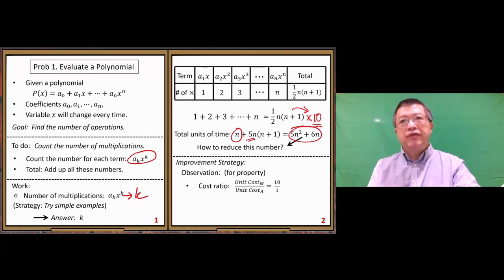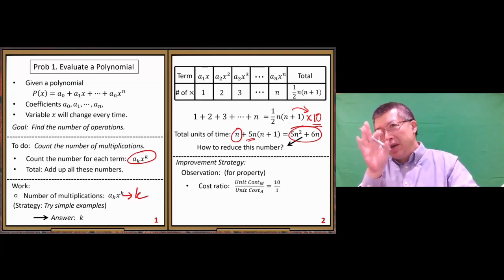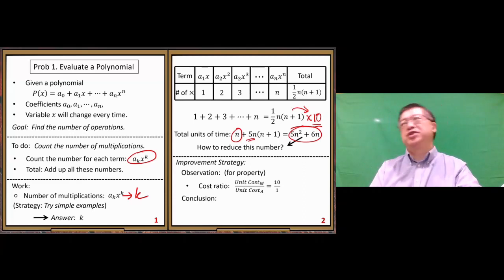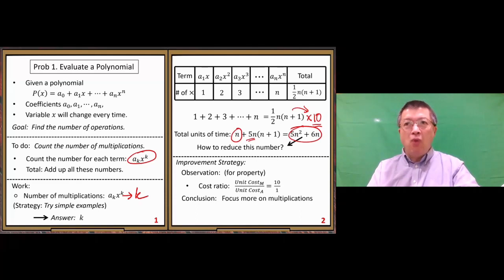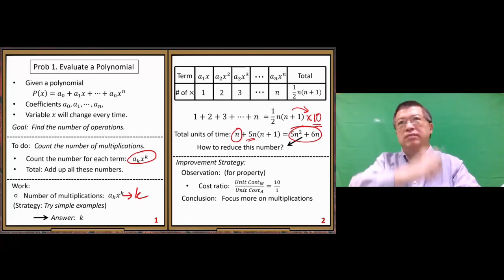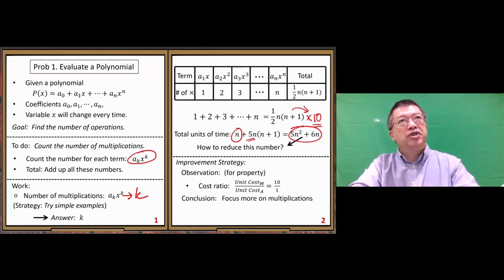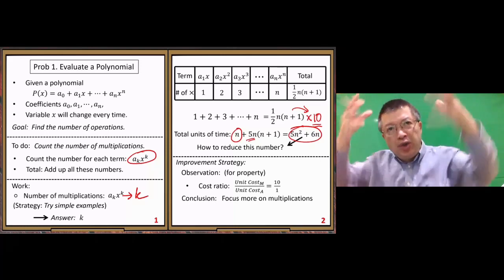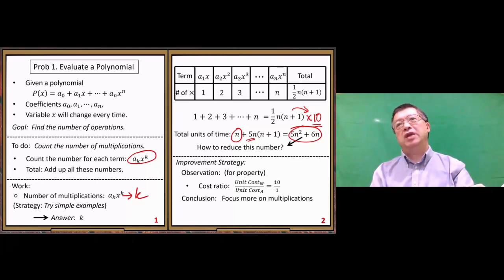Conclusion. After observation, you need to give some conclusion. Can you try to make some conclusion from this observation? The conclusion is: focus more on multiplications. Multiplication has more weight. Or, in other words, multiplications dominate the total cost. So that's why we should put our effort on multiplication to reduce the total cost. That's the conclusion.